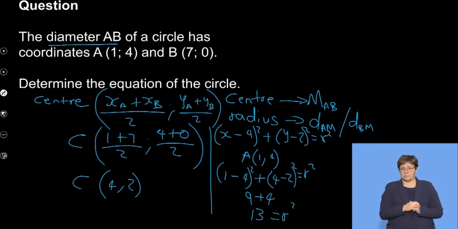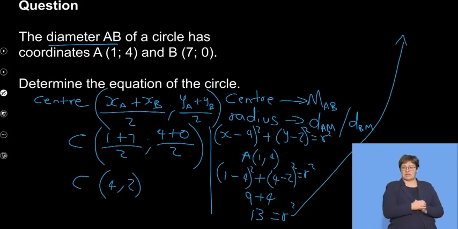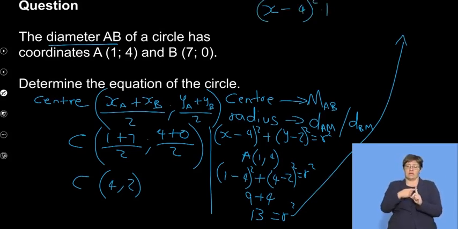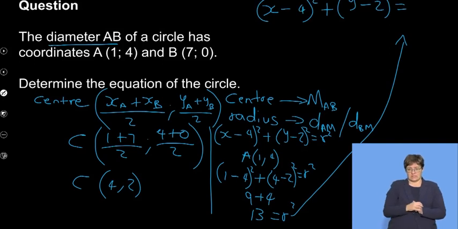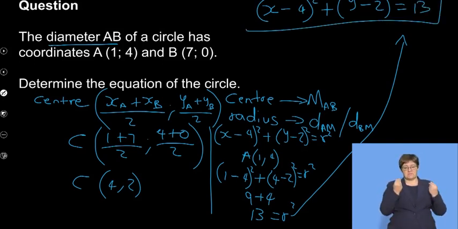And then I can now write it, I'm just going to write it up there, right? Then my equation will now be x minus 4 squared plus y minus 2 squared is equals to 13. And that's how you can then find the equation of that circle.